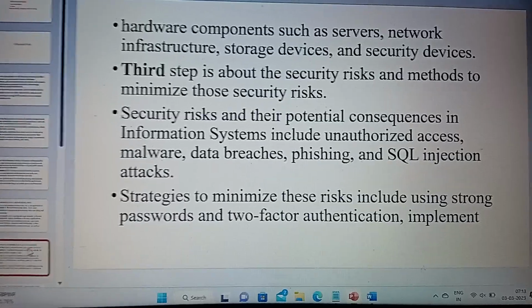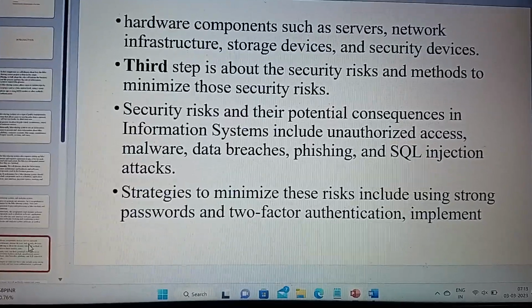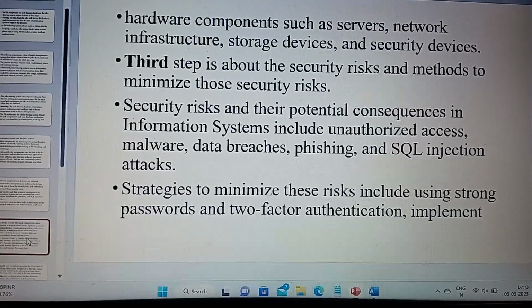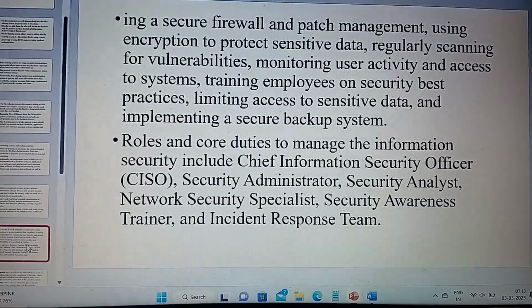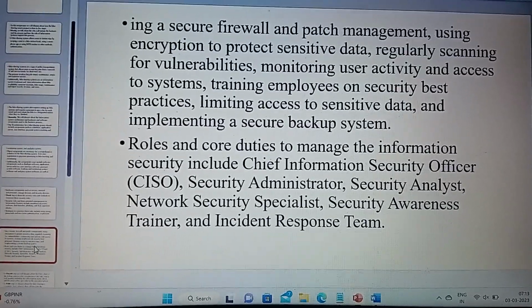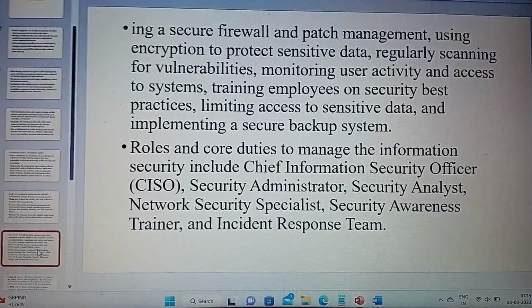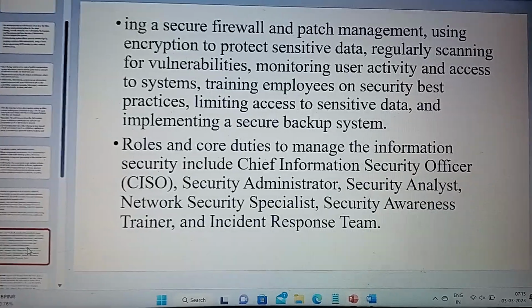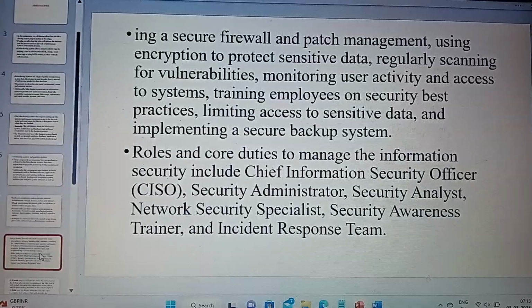There are also strategies to minimize these risks, including strong passwords and two-factor authentication, implementing a secure firewall and patch management, using encryption to protect sensitive data, regularly scanning for vulnerabilities, monitoring user activity and access to systems, training employees on security best practices, limiting access to sensitive data, and implementing a secure backup system.